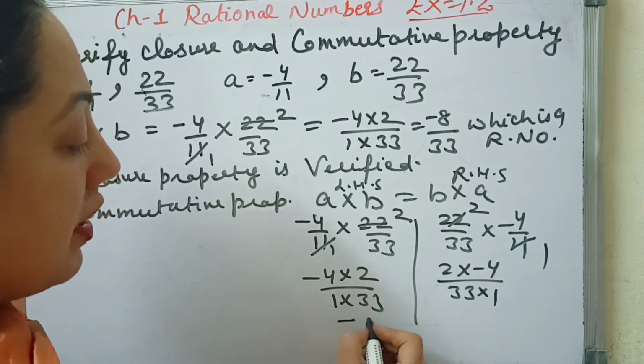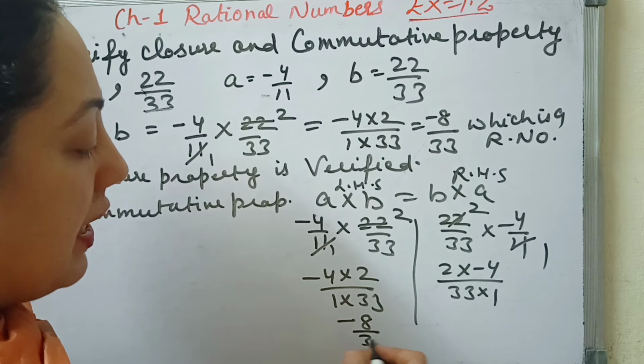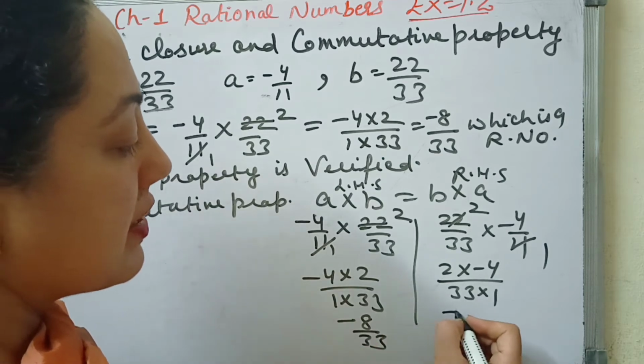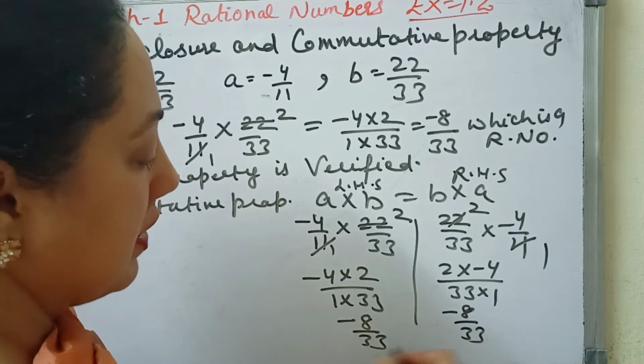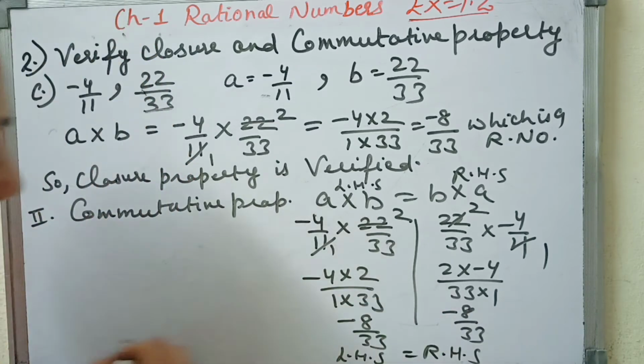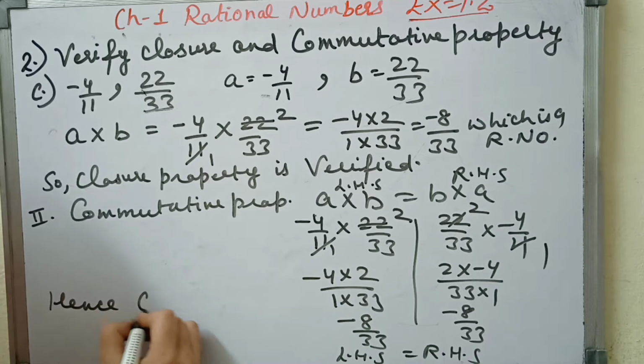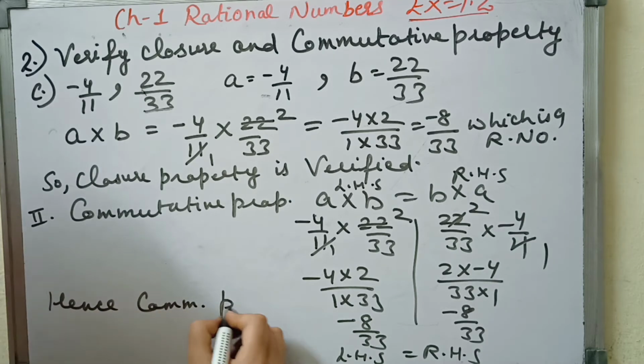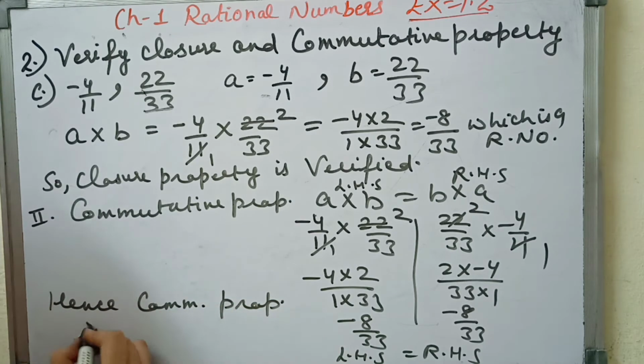You will see in the left hand side I will get minus 8 over 33. Again in the right hand side I will get minus 8 over 33. So left hand side equal to right hand side. Hence commutative property also verified.